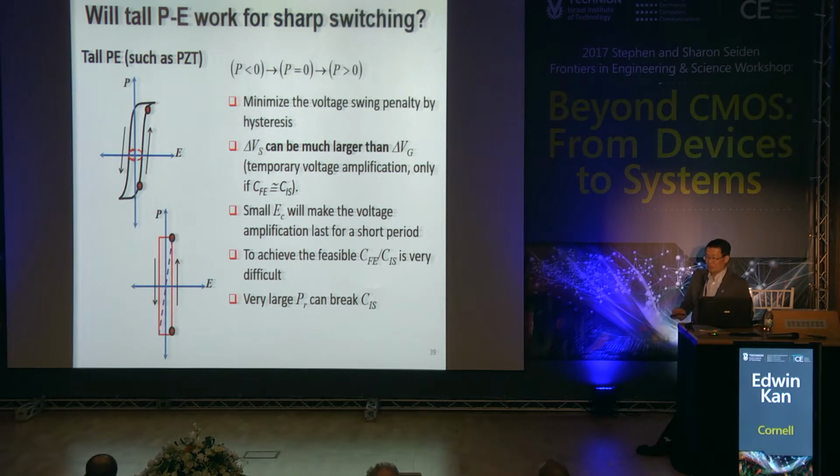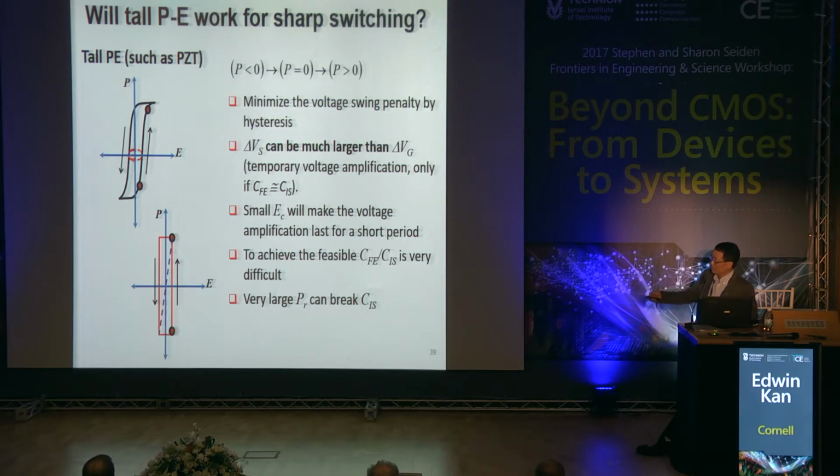But let's look at every possible scenario, whether it works. If you have a tall PE curve, you will see that the VS can be larger, but it's temporary. Because of the small coercive field, this can be easily perturbed. Also because of the small coercive field, it has to be very thick to be compatible with the CMOS you would like to do, so achieving a correct capacitive ratio is difficult. And if your PR, your remnant polarization, is too large, it can be so large it can break your oxide. So these are problems.